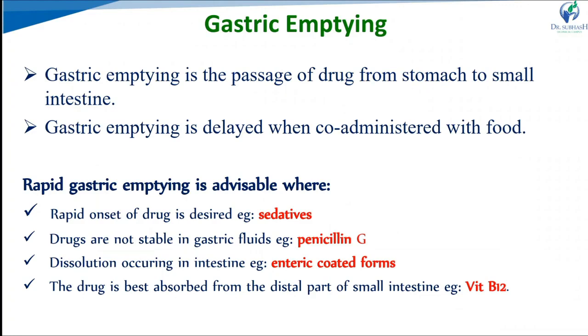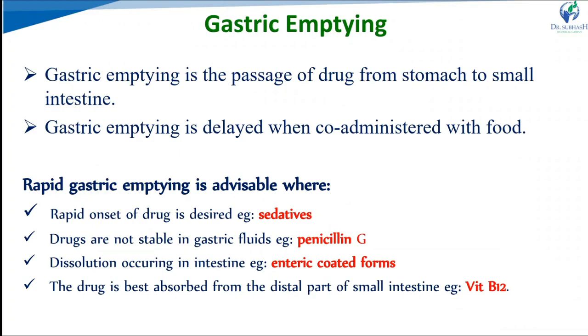An example is the sedative class of drugs. Also, if drugs are not stable in GI fluid or GI pH, we require rapid gastric emptying time so we can protect the drug from the acidic medium and the drug reaches the small intestine faster. Examples are penicillin G, which is not stable in GI pH, or erythromycin. Dissolution of the drug occurs in the intestine, so their solubility and dissolution profile is good there, and their absorption profile is also good in the intestine. At that time we require rapid gastric emptying time.